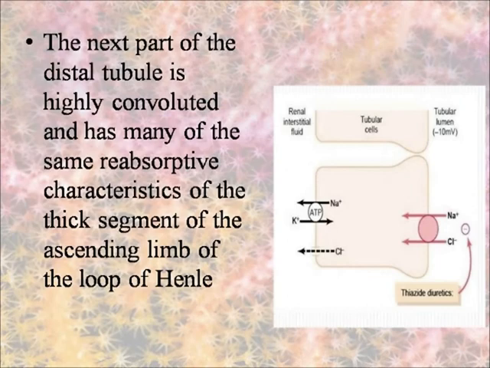The sodium chloride co-transporter moves sodium chloride from the tubular lumen into the cell, and the sodium-potassium ATPase pump transports sodium out of the cell across the basolateral membrane. Ions diffuse out of the cell into the renal interstitial fluid through chloride channels in the basolateral membrane. The thiazide diuretics, which are widely used to treat disorders such as hypertension and heart failure, inhibit sodium chloride co-transport.